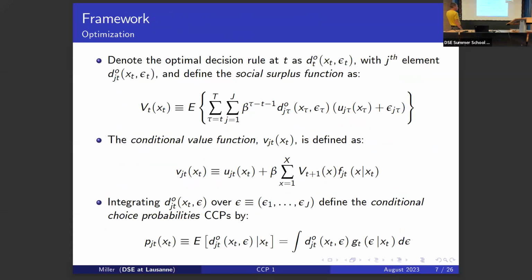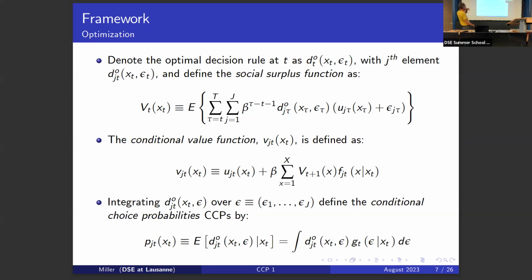Okay, what I've described is an individual optimization problem. Let's switch to games for a minute. Think about what you're doing in a non-cooperative Nash equilibrium. You are best responding to everything else that's going on, whether it's driven by nature or by other players. And so that means you are still solving a dynamic programming problem.